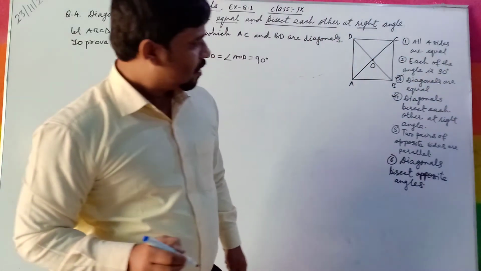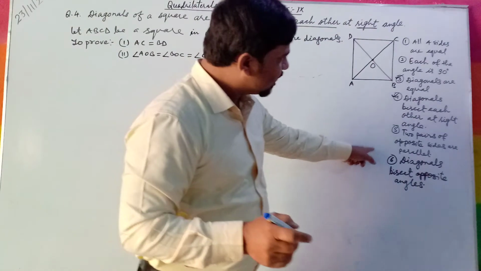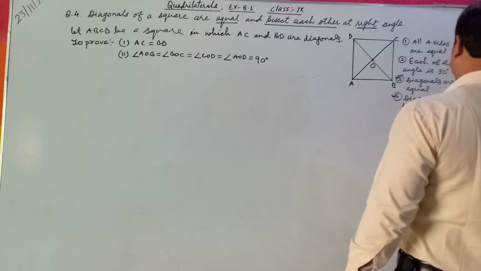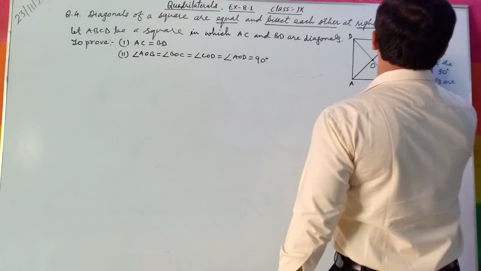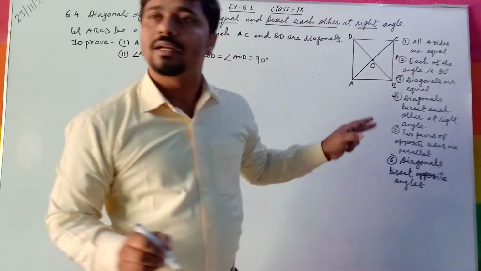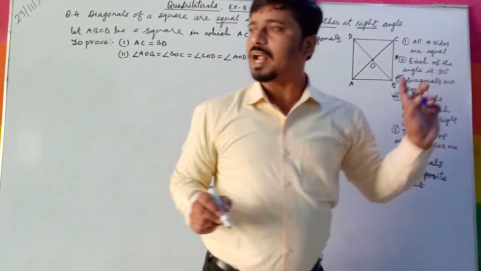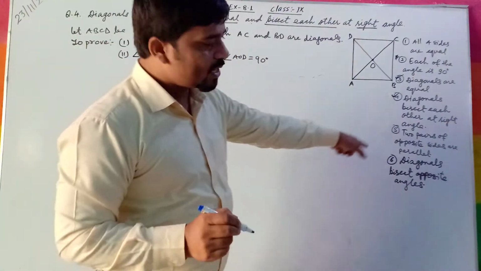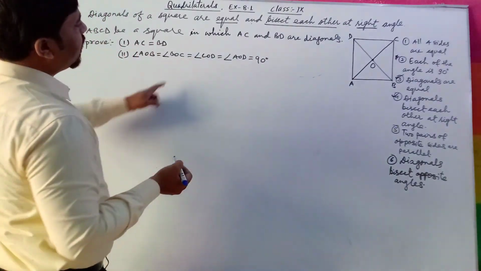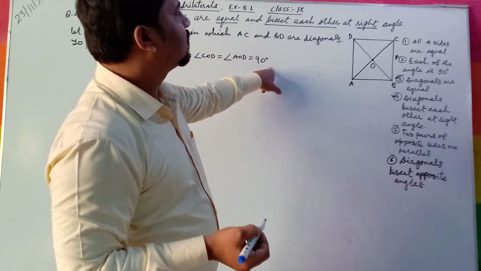This is one of the properties of this square. Only this second property we do not find in a rhombus, but all other properties we find in the rhombus, except that each angle is 90 degrees. So angle AOB equals angle BOC equals angle COD equals angle AOD equals 90 degrees.